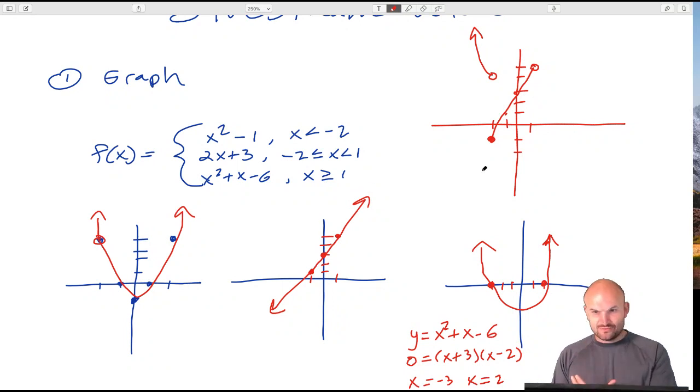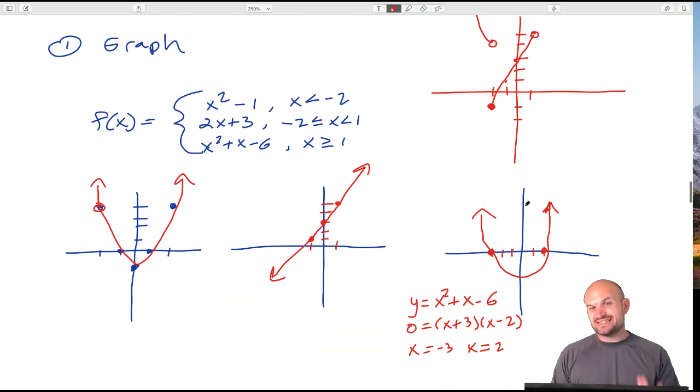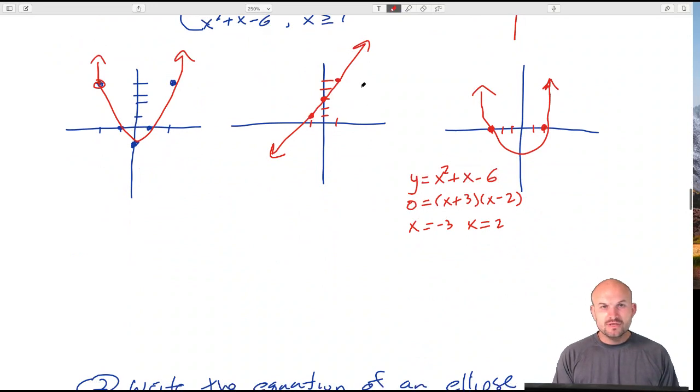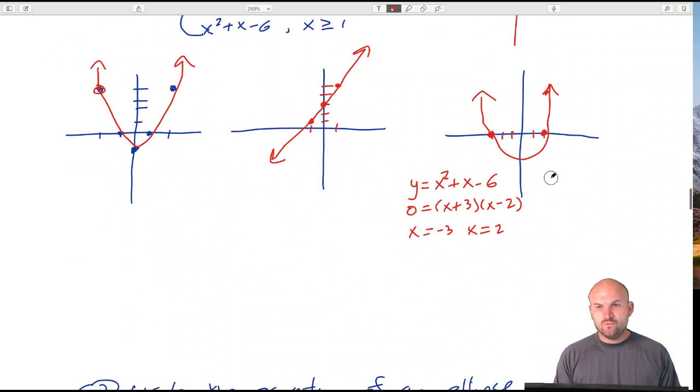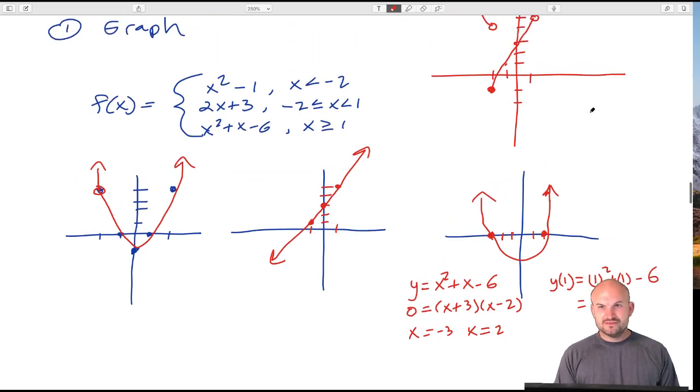Now, in this case, how do I know exactly what 1 is? Where exactly is 1? I know the graph has this kind of shape, but what exactly is 1 here? Well, what you could do is always plug in 1 for x. So that'd give you 1 squared plus 1 minus 6. So 1 plus 1 minus 6 equals negative 4. So I know the shape here. So 1, 2, 3, 4.